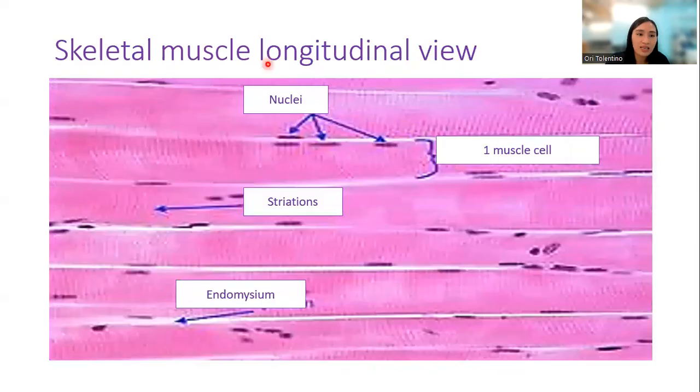Again, this is a longitudinal view of skeletal muscle. You can see that they are multinucleated, with nuclei located in the periphery, peripheral nuclei. This is one muscle cell. It is a long cylindrical muscle fiber. It has striations, dark and light bands. And this is the endomysium, the covering of your individual muscle fiber.